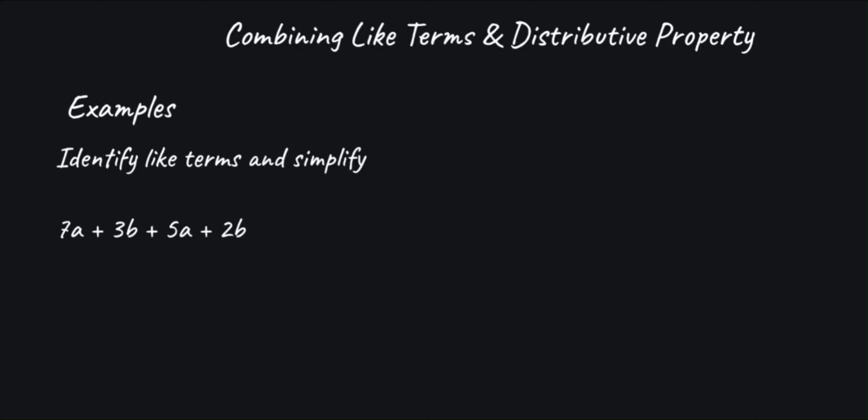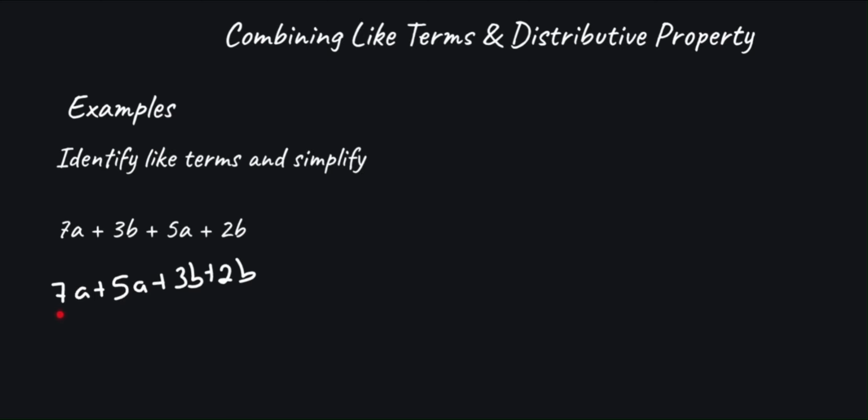Here's another example. We have to identify the like terms and simplify. So for the like terms, we know we have a and a, and then we also have b and b, right? So the first thing I would want you to do in such a case is to group the like terms. And what do I mean by group the like terms? I want you to put those numbers with a as a variable together and those numbers with b as a variable together. So I would write this as 7a plus 5a plus 3b plus 2b.